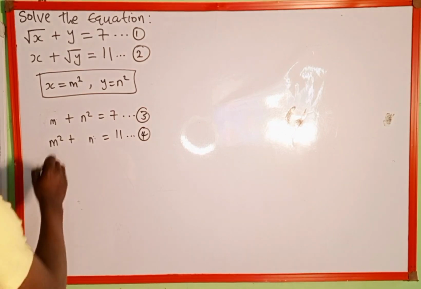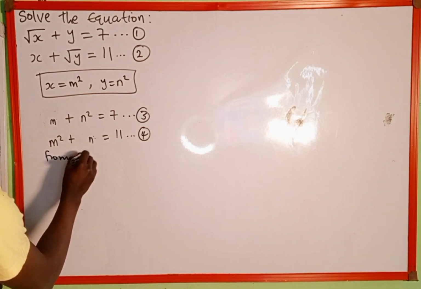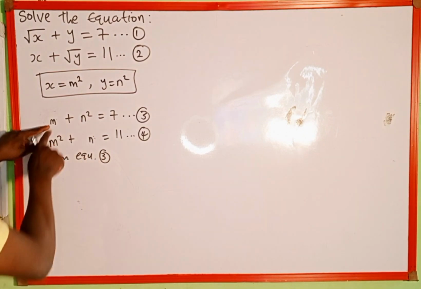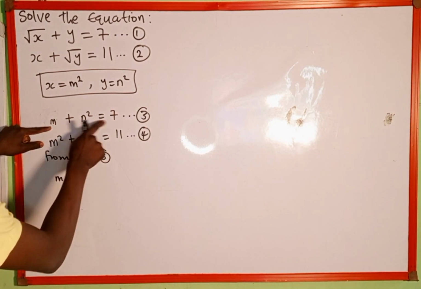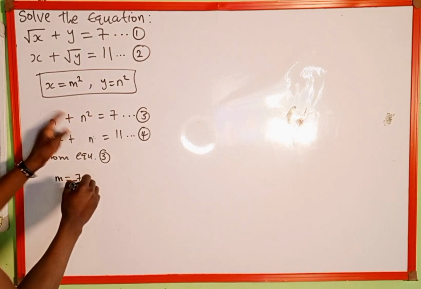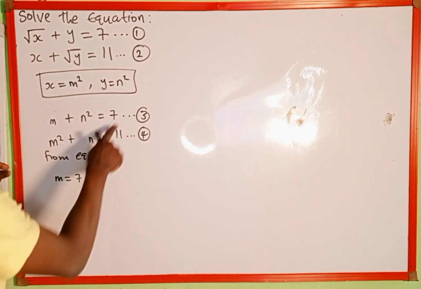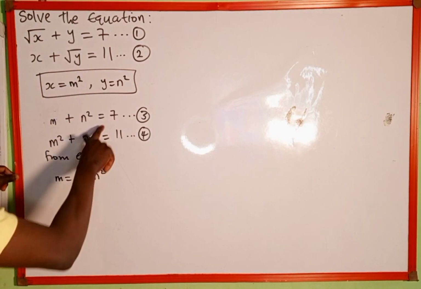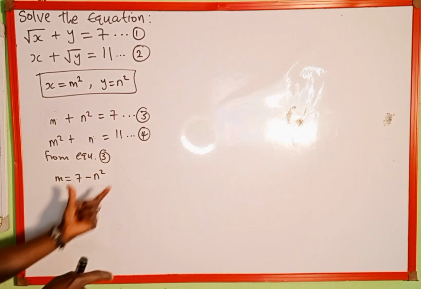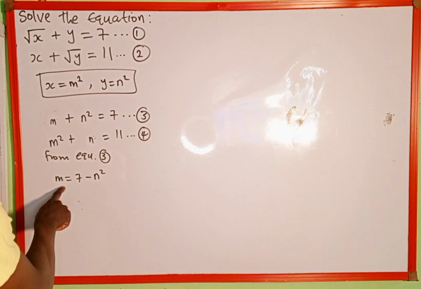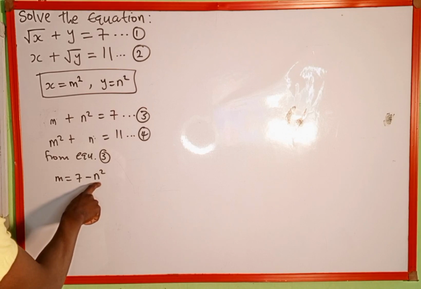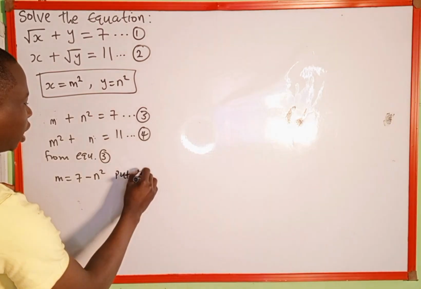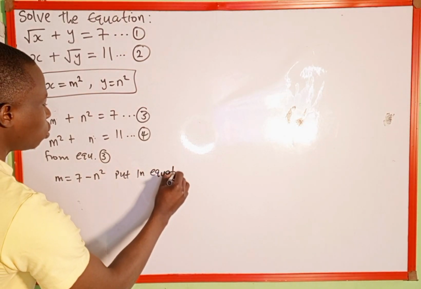The next thing we are going to do, from equation 3, is to make m the subject of the formula. So m is equal to 7 minus n squared, because when we take this n squared to the right hand side of the equation, it becomes negative n squared because it was positive. When positive n squared crosses the equality sign, it will be negative n squared. So the next thing we're going to do is to put this m is equal to 7 minus n squared back into equation 4.